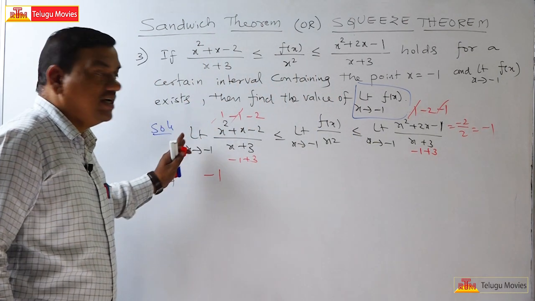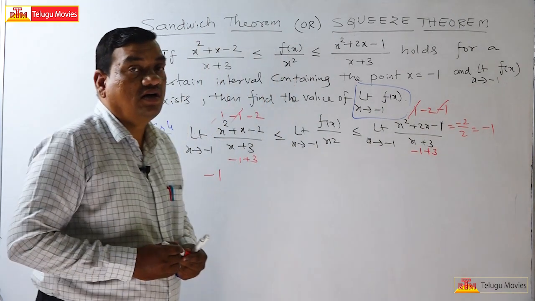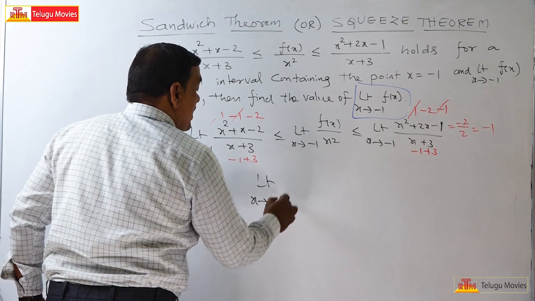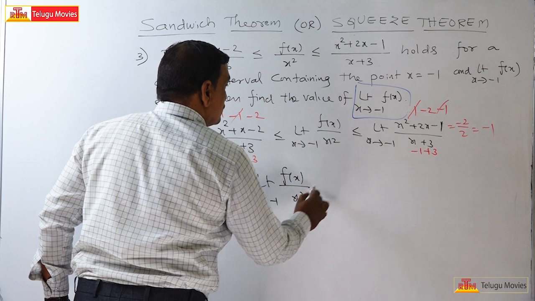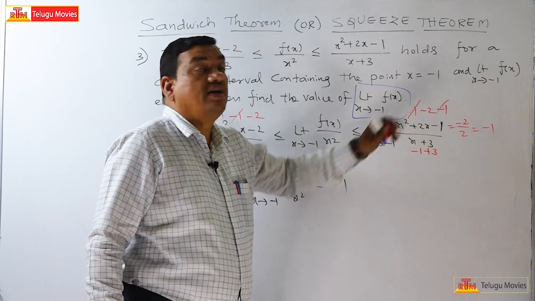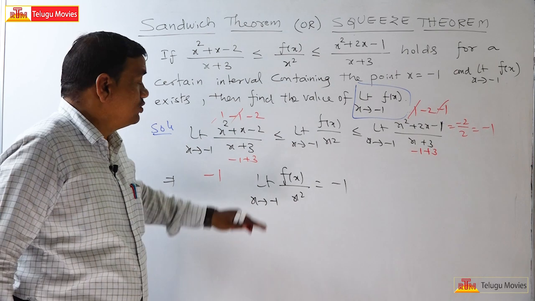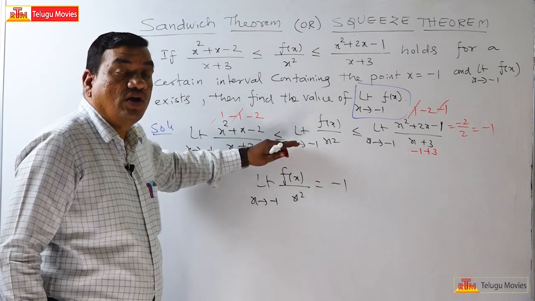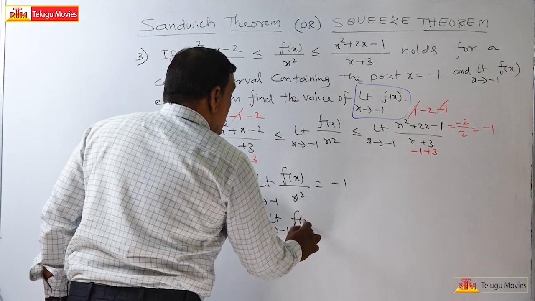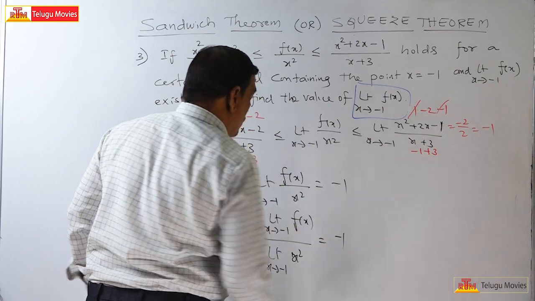Okay now. See here, on the left hand side you got minus 1 as the limit value. The right hand side also you got the same limit value. By the sandwich theorem we have limit x tends to minus 1 of f of x by x square is equal to minus 1. But we want limit x tends to minus 1 of f of x only, not divided by x square. Then we will apply the properties of limits. So we can apply the limit to both numerator and denominator. So that is equal to limit x tends to minus 1 of f of x by limit x tends to minus 1 of x square is equal to minus 1.